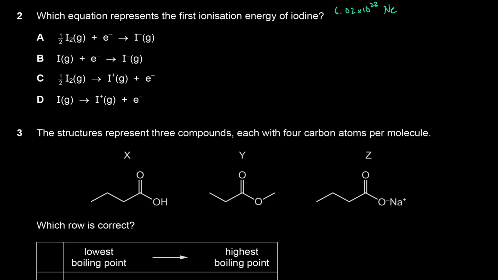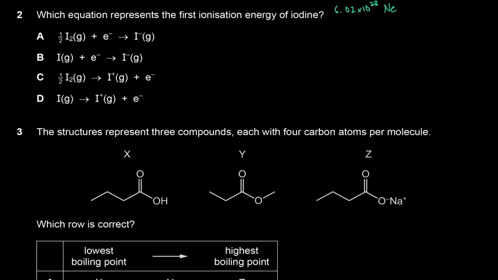Which equation represents the first ionization energy of iodine? The first ionization energy is the energy needed to remove 1 mole of electrons, right? 1 electron from each atom in 1 mole of gaseous atoms. So we're removing electrons from gaseous atoms. Which equation represents that? Only D represents that, right? Removing 1 electron from 1 atom, for 1 mole of gaseous atoms to form 1 mole of gaseous 1 plus ions.